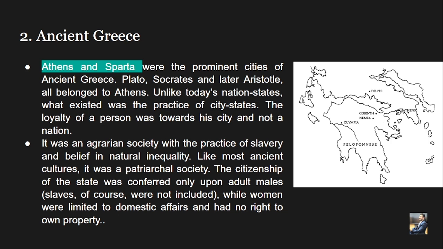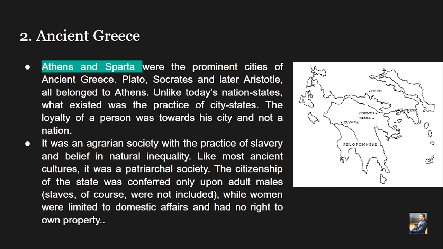It becomes very important when we are attempting an answer on Plato, because Plato is a result of his time. That was the socio-economic crisis which was going on in Athens during the Peloponnesian War. So we also have to write about Athens and Sparta, being specific, while attempting an answer on Plato's theories. Athens and Sparta were the prominent cities of ancient Greece. Plato, Socrates, and later Aristotle, who was the student of Plato, all belonged to Athens.